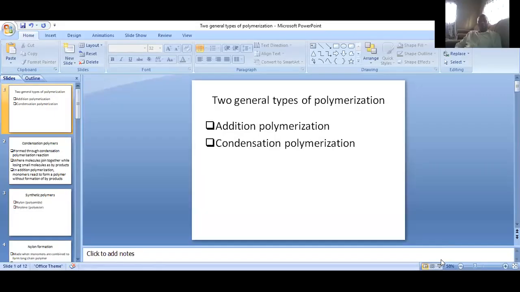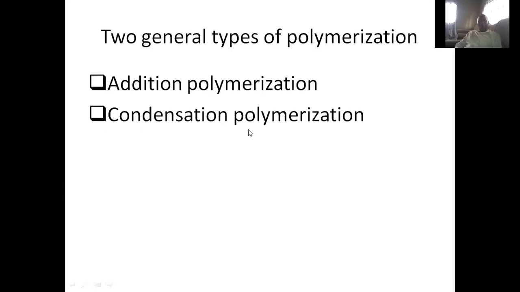Today, I'm going to take you through the lesson on organic chemistry, and in particular, we'll focus on polymerization. And so we'll go through the lesson right away. Actually, in general terms, we can say there are two types of polymerization. That is the addition polymerization and condensation polymerization.